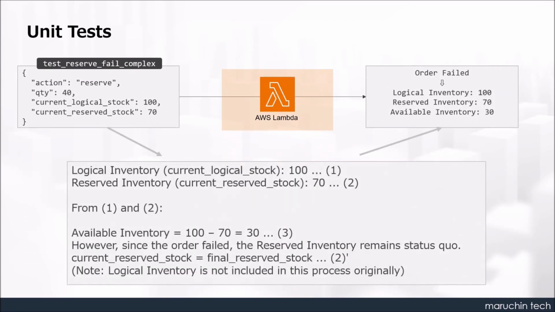The third case might be a bit confusing, so let me explain it using a formula. In the initial state, logical inventory is 100 and the reserved inventory is 70. Based on these, the available inventory is calculated as 100 minus 70 equals 30. However, since the order is rejected, the reserved inventory does not change and maintains the status quo. In other words, this means only the available inventory calculation logic was processed, but the order allocation logic was not executed.